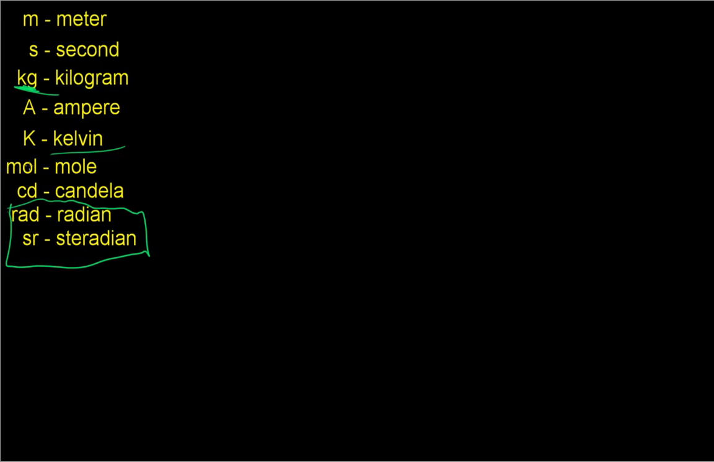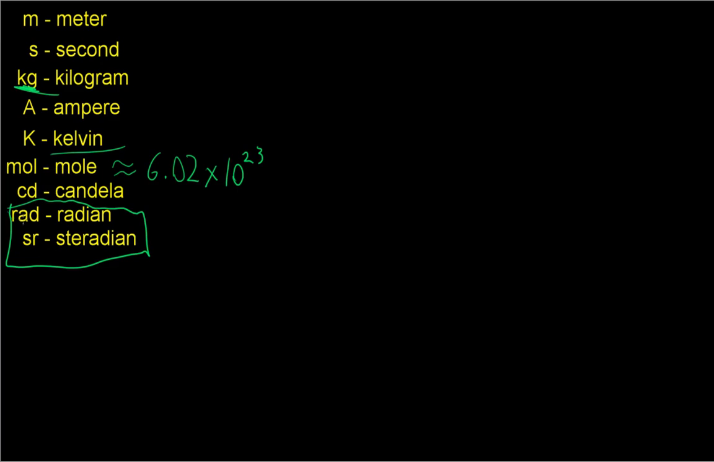A mole is an amount of substance. It's about equal to 6.02 times 10 to the 23rd of something. So that's just a number, a very, very large number, but still just a number. And a candela is a unit of how bright something is, intensity of light. We don't use candela too often, but we will use meter, second, kilogram, and ampere, and Kelvin quite a lot, and mole somewhat as well.